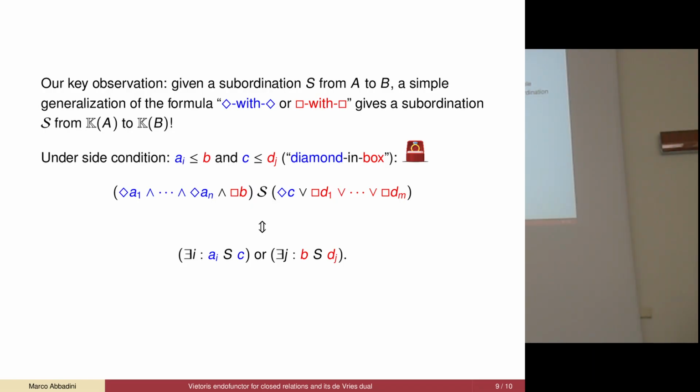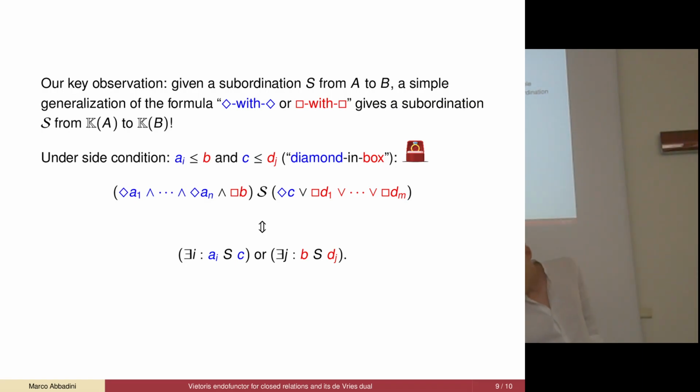For our work, our key observation is this. If you remember the diamond with diamond or box with box formula, now we can interpret this by replacing less-or-equal with a subordination. And so to every subordination S from A to B, we obtain a subordination from K of A to K of B. We can just replace less-or-equal here with a subordination S, and then you have to do some work to show that this is well defined.